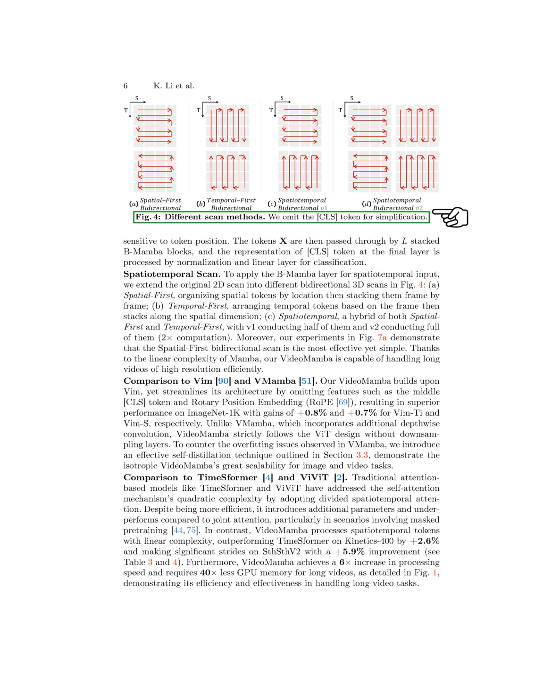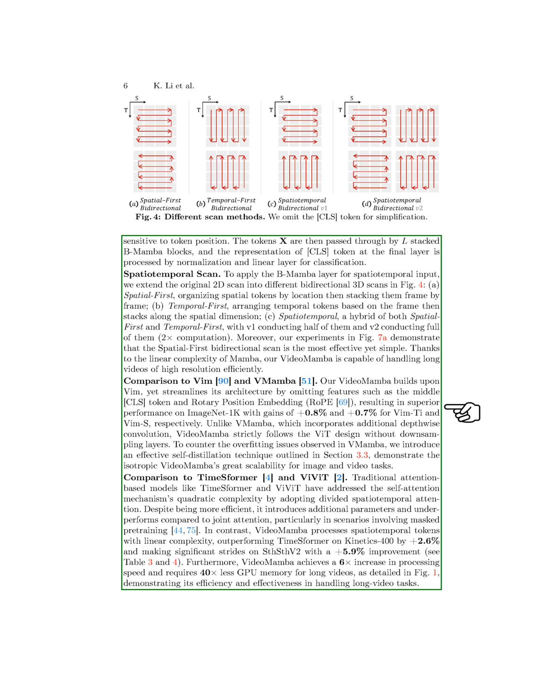The final layer's representation of the CLS token undergoes normalization and linear layer processing for classification. To adapt the B Mamba layer for spatiotemporal input, we introduce different bidirectional 3D scans: spatial first, temporal first, and spatiotemporal. Our experiments show that the spatial first bidirectional scan is the most effective. Thanks to Mamba's linear complexity, VideoMamba efficiently handles long, high-resolution videos. Comparing VideoMamba to existing models like Vim and VMamba, we observe superior performance on ImageNet 1K.